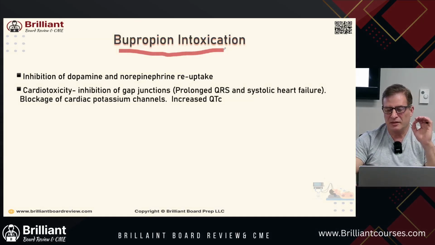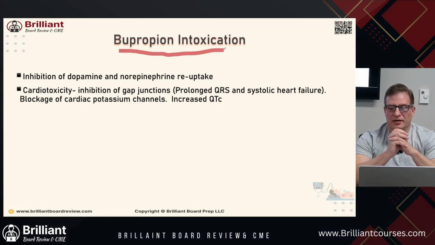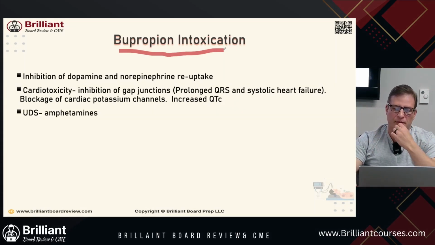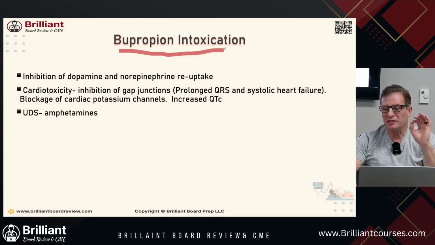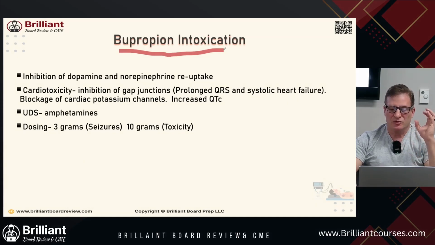Cardiotoxicity, this is the big thing, is inhibition of gap junctions. You have a prolonged QRS and systolic heart failure. And blockage of the cardiac potassium channels, you're going to have an increased QTc. So you're going to have hypotension, increased QTc. Urine drug screen can be positive for amphetamines. The dosing: 3 grams can cause a seizure, 10 grams can cause toxicity. So it's pretty scary in what can happen. So 3 grams can cause a seizure, okay? And 10 grams can cause toxicity. So pretty scary.